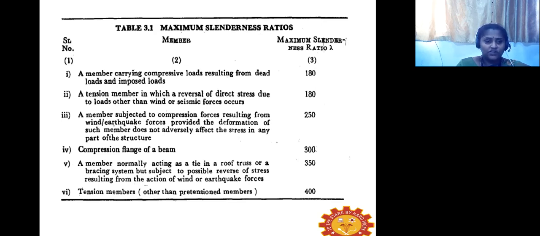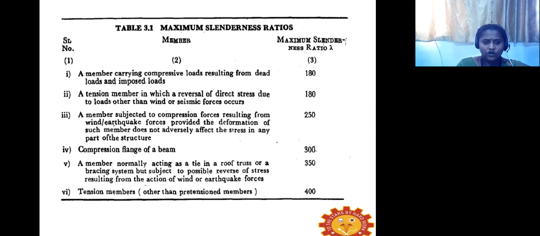Based on the slenderness ratio only, we define whether the column belongs to a short column or a long column, based on the design. So for different kinds, the values of slenderness ratio are given here. First type: a member carrying compressive loads resulting from dead loads and imposed loads. For that, you can assume a maximum value of 180.